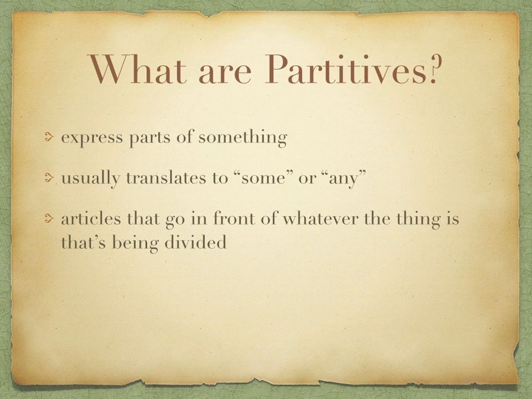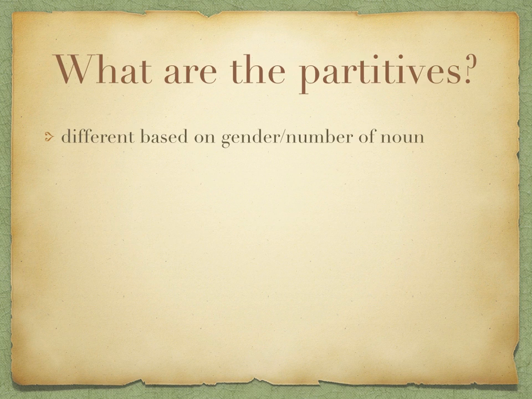So, for example, would you like any pie? We don't mean would you like any single one of an entire pie. We mean do you want part of this pie? As normal, these are articles, just like le, la, les, un, des, etc., and they'll always go in front of whatever the thing is that's being divided. Just like le, la, les, and un, des, the partitives are different based upon the gender and the number of the noun that they're discussing.